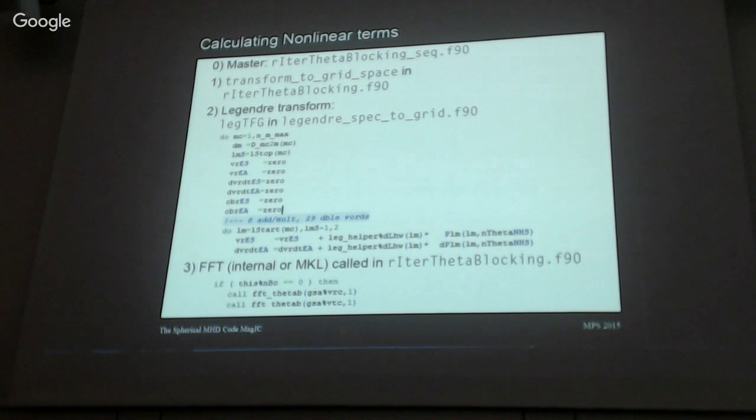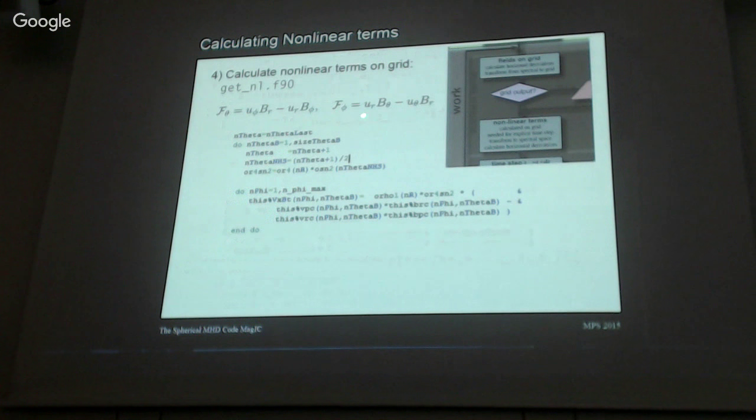Okay, so now you have the velocity field, as an example the radial velocity field, on the grid. And you do the same with all the other fields you want to have on the grid. Now that you have these on the grid, you want to calculate the nonlinear terms on the grid. This is shown here, it's get_nl. In get_nl, you actually get the nonlinear terms, and NL stands for nonlinear.